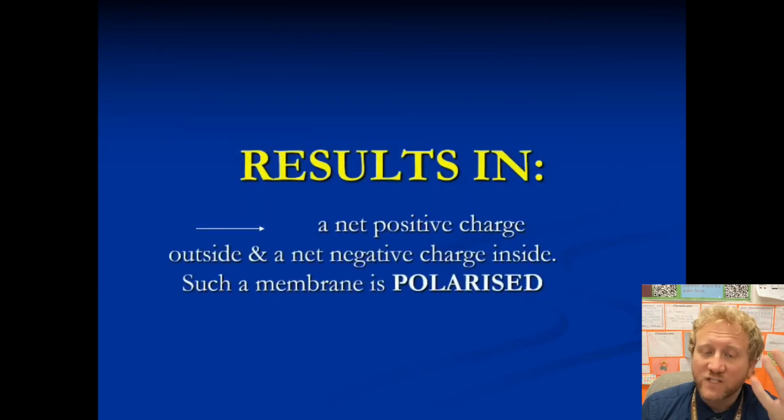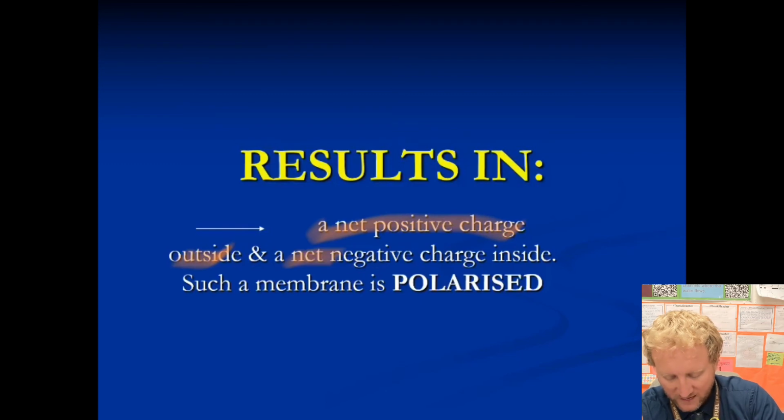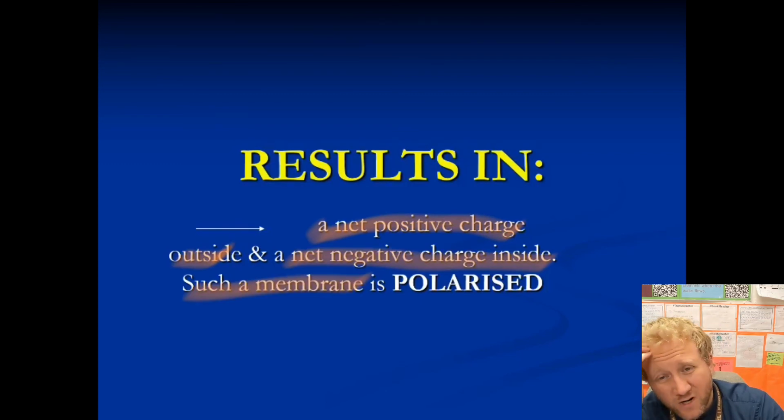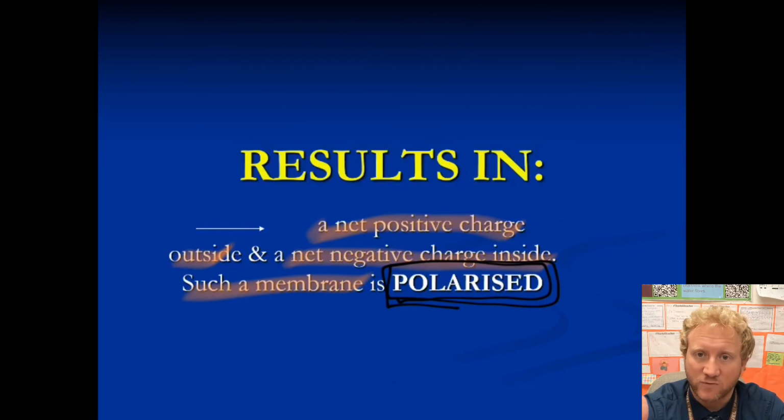What this gives us is a net positive charge outside, like we mentioned earlier, and a net negative charge inside. One of the words that you need to jot down, because we're going to use this a lot, is polarized. We've got a positive end and a negative end. That's what that means. So our membrane is naturally polarized. That's the resting potential. If your nerves are not being activated, they're going to sit with a positive outside and a negative inside.